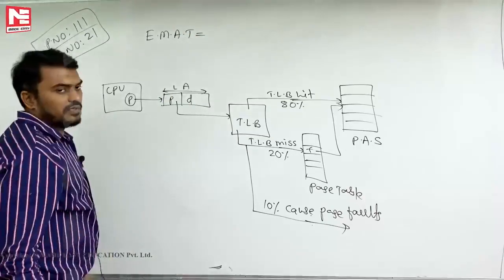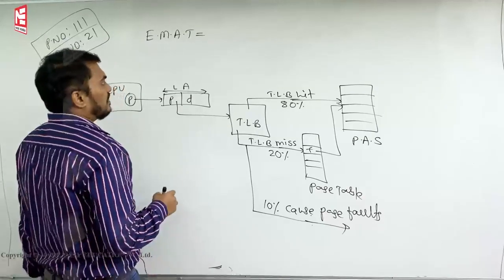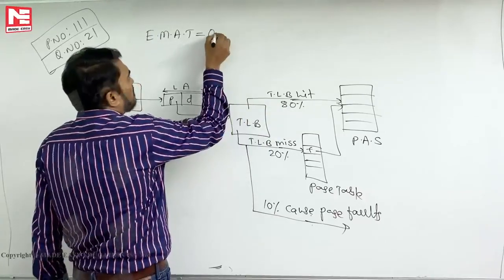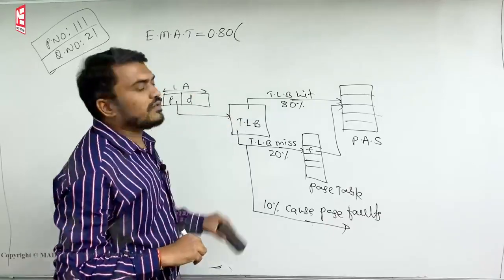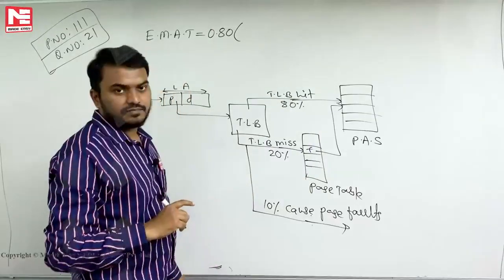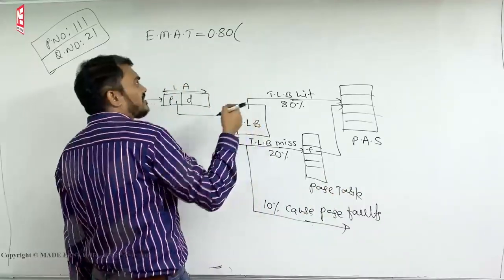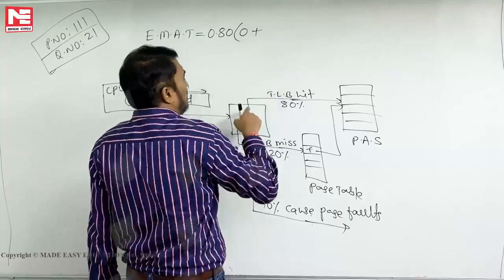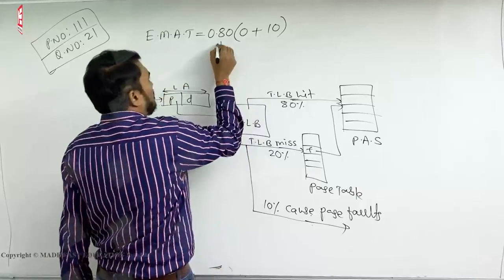Effective memory access time equals, so I am writing here properly. Later you can copy. First listen here. First you refer to the TLB. TLB hit ratio is how much here? 0.80, 80%. If it is a hit in the TLB, then what happens? You access the TLB and then you access the actual page in main memory. TLB access time is given as negligible, so you have to take 0. And then you access the actual page, that is the main memory access time, which is 10 milliseconds. So I am writing clearly.